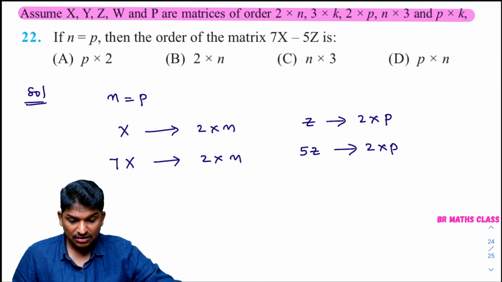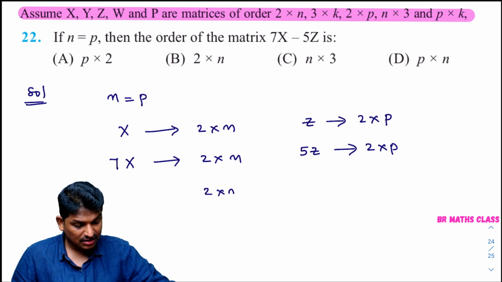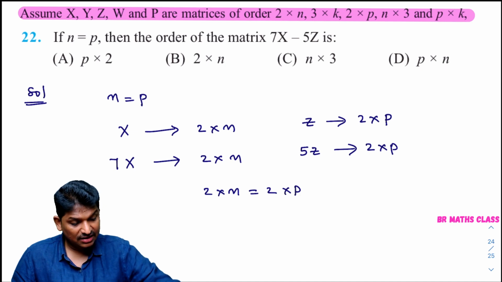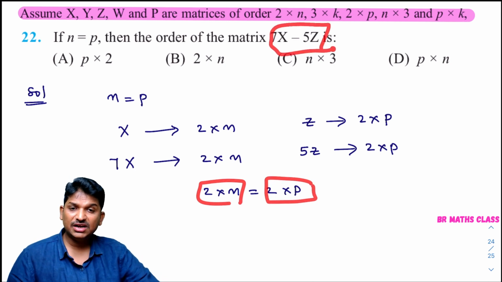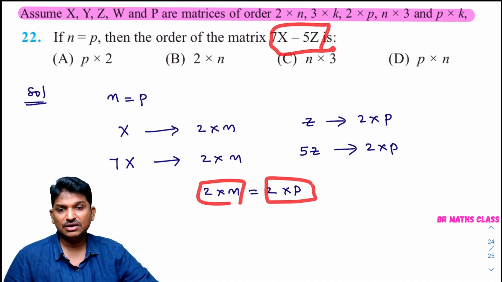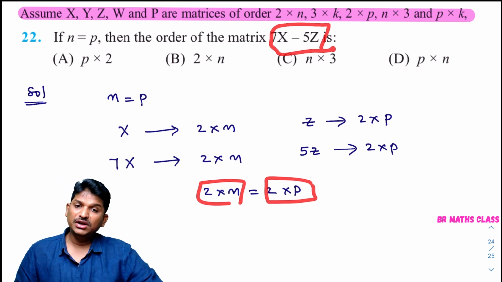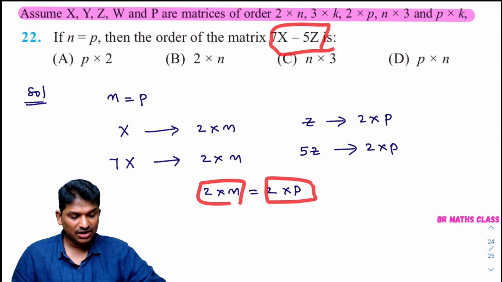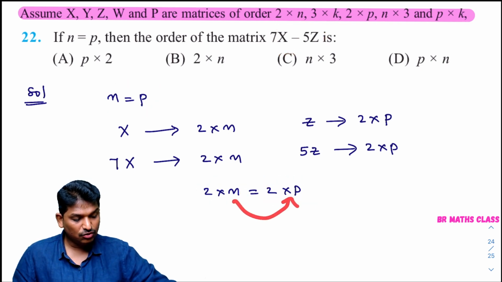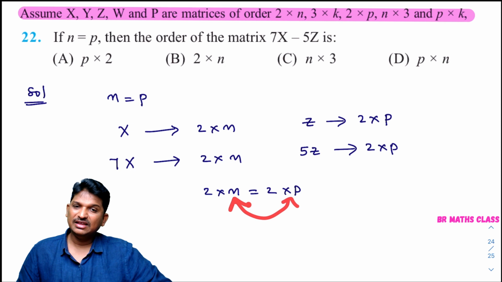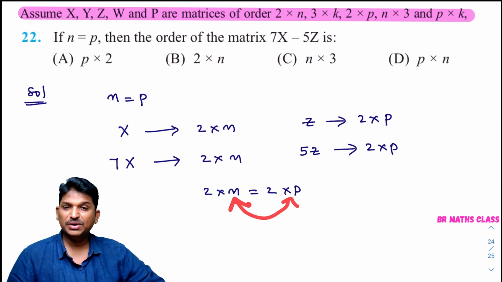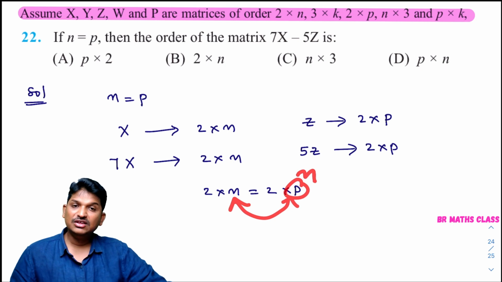So here, 2 by n equal to 2 by p, I will write. These orders must be the same; then only we can subtract the matrices, and after subtracting you will get a matrix of any one of these orders. The basic thing here is that they have given n equal to p in the beginning, in the question. That means these two are of the same order only.